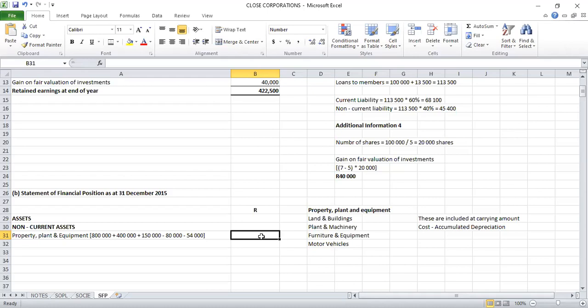Let's be fast. R1,216,000. No, 16. 16. Yes. Thank you.